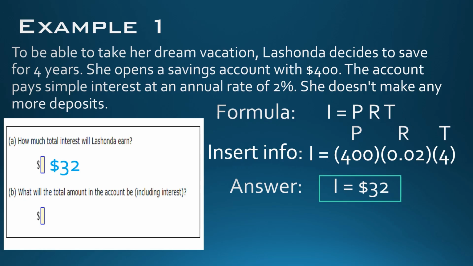Next, we want to find out the total amount of money in the account. So, she started with $400 and earned $32 of interest, so we add those things together and we get $432 total. Not too bad.